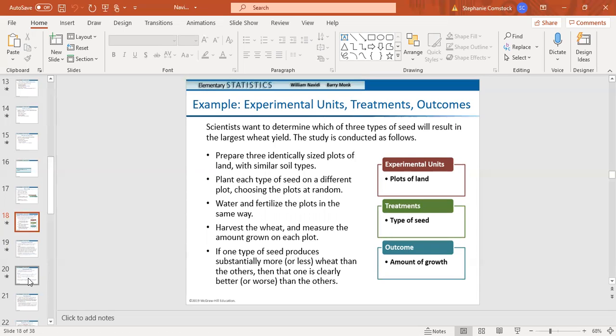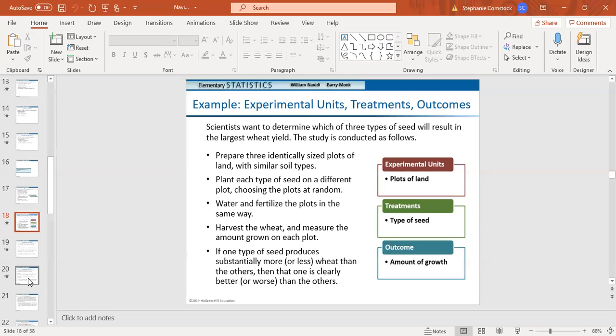Then we're going to plant each type of seed in a different plot. Type A may be in the first one, type B may be in the third one, and type C may be in the second one. It's kind of random. As far as how we feed and water the plants, it's all going to be the same. We're going to water and fertilize the exact same way: same fertilizer, same water, same amount, all that kind of stuff.